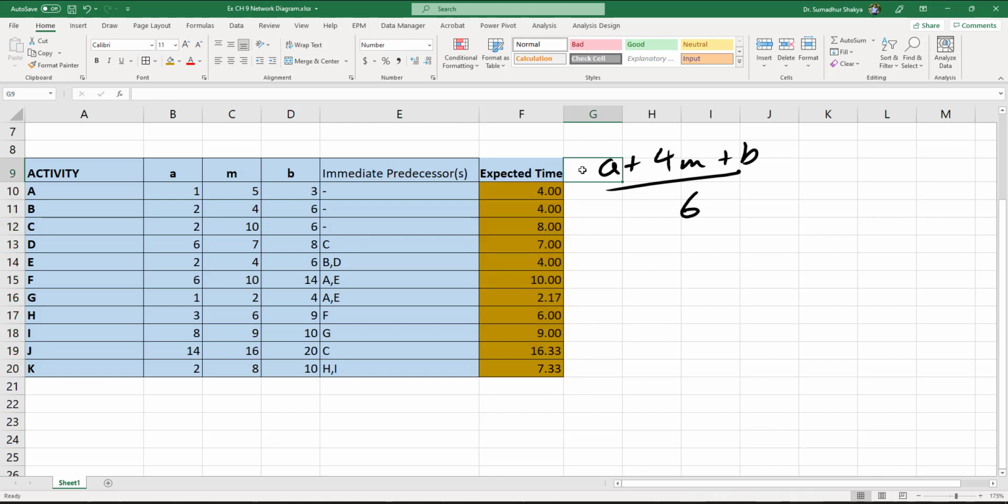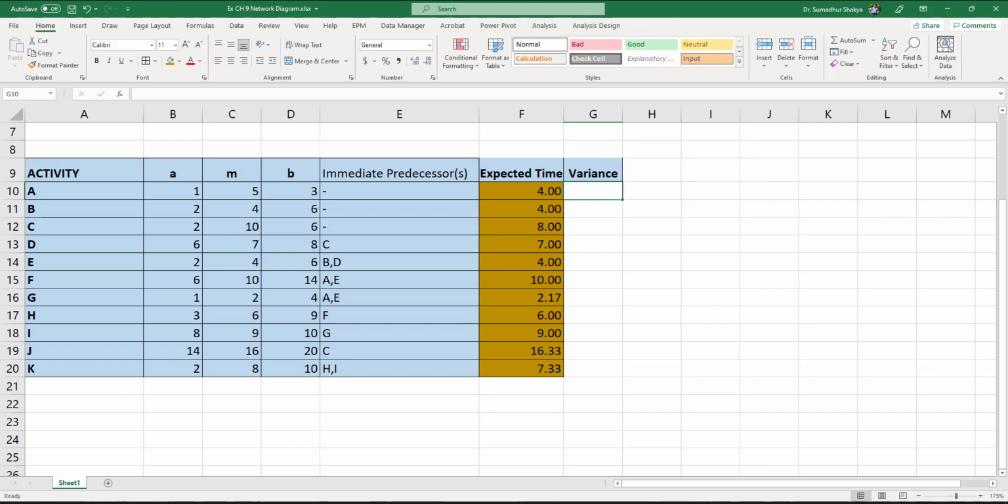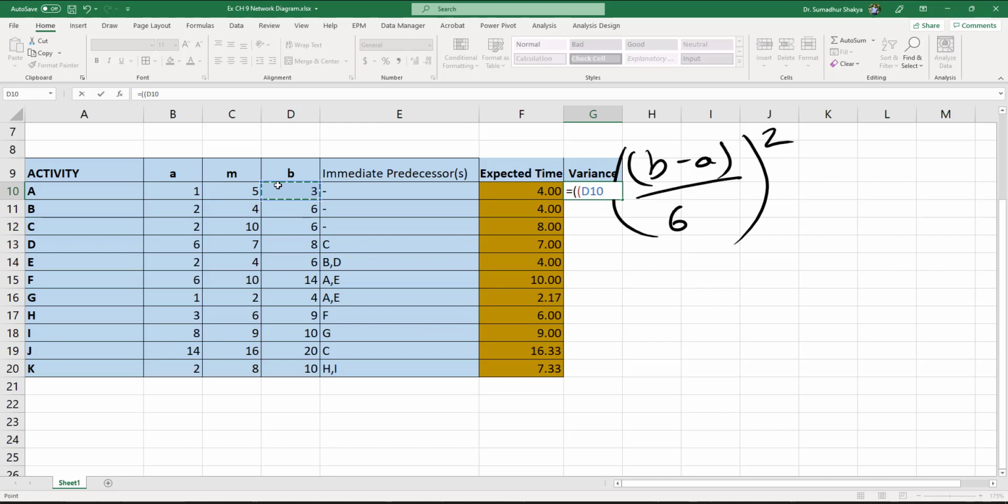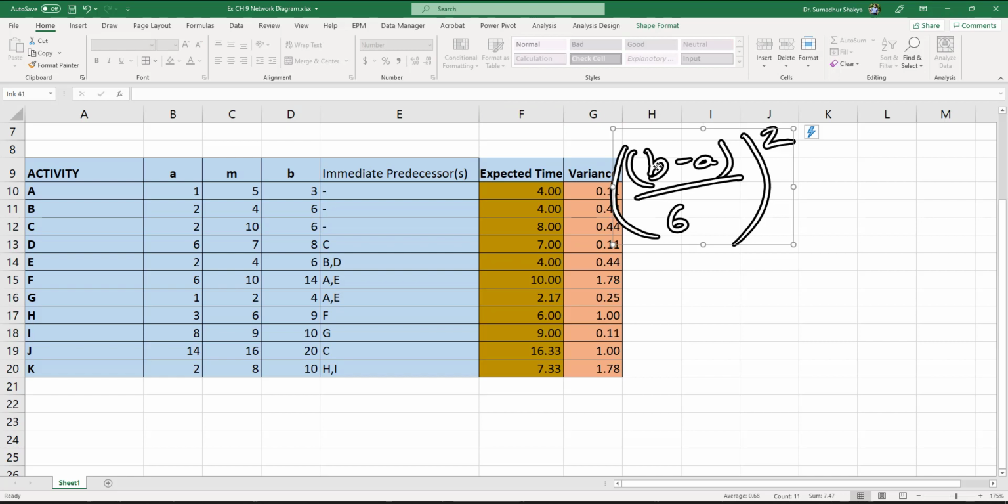Now variance is defined by B minus A divided by 6 squared. Okay, so let's get started with this. Equals to parentheses B minus A divided by 6 raised to the power 2, and it's going to be the same for all of them. Again, I'm going to color this slightly different, and okay, now let's get rid of this.